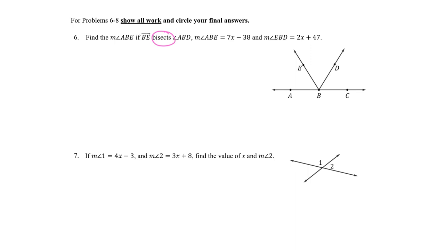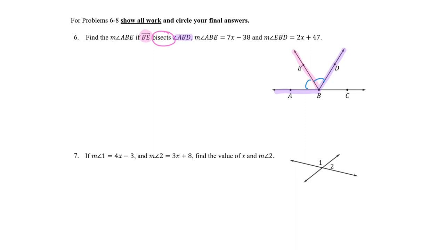We're told that BE bisects angle ABD. I'm sorry, I meant ABD. Ray BE is this right here. ABD is the angle measure you're trying to find, and that's the one I just highlighted. So it bisects it, which means that these two are congruent angles.